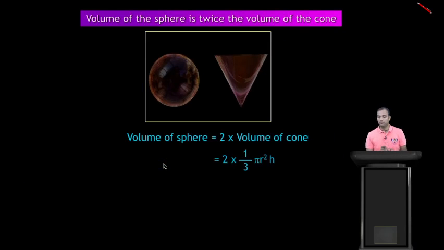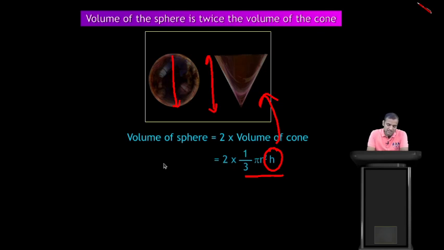Now what is the volume of a cone? It is 1 upon 3 pi r square h. But what is h here? Because we say that it has the same height. So we can write h as, what is it called? Very good. It is called the diameter of the sphere, which is 2r.